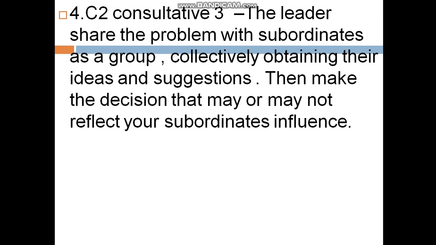Here the leader shares the problem with the subordinates as a group, collectively obtaining their ideas and suggestions. After collectively obtaining their ideas and suggestions, the leader makes the decision that may or may not reflect the subordinates' influence.